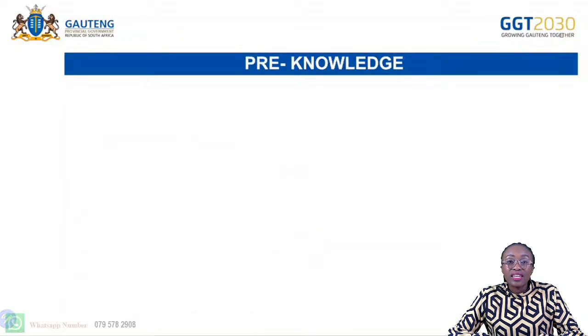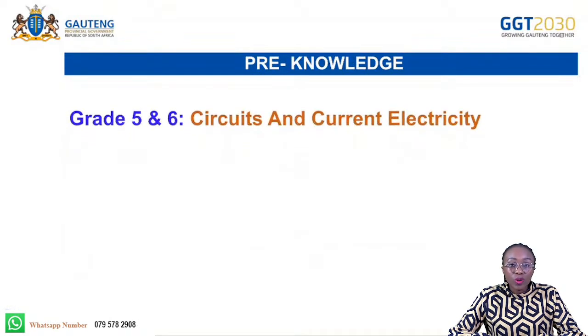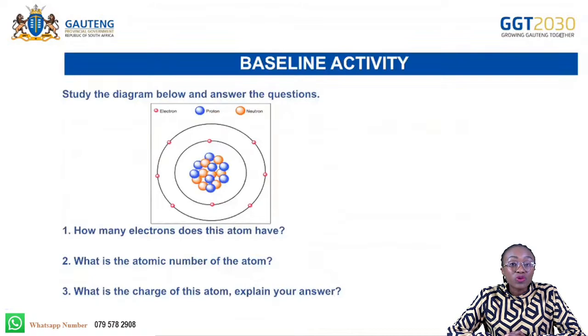All right, now let's take a trip down memory lane. To lay down the foundation for this lesson, we were introduced to circuits and current electricity in grade 5 and grade 6, if you remember. Now, let's do our baseline activity. I'm going to read out the questions for you and then give you time to answer them. Study the diagram below and answer the questions.